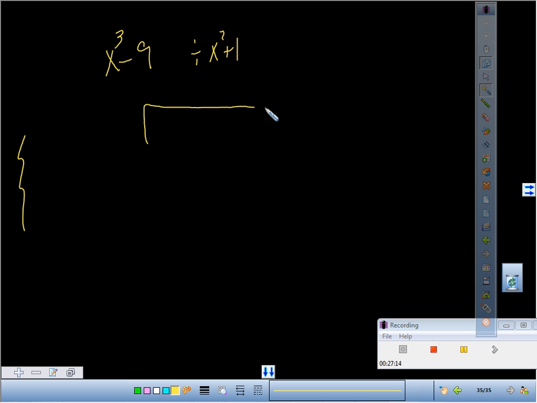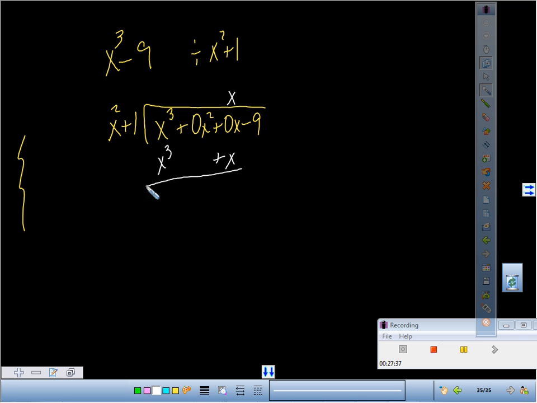Okay, so what do I want to put in the house? X cubed plus 0x squared minus 1. Now, I know some of you are going, oh my gosh, this is going to take longer than a minute. But watch what happens. What do you multiply x squared by to get x cubed? So when I multiply, I get x to the third plus x. I change my sign. These go away, and this is negative x minus 9.